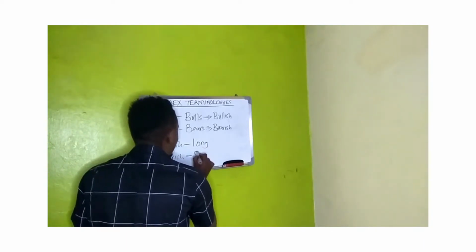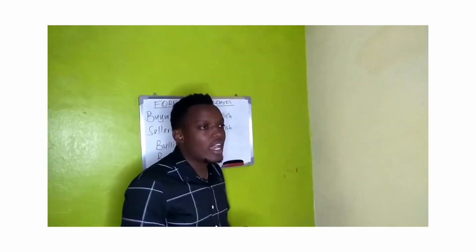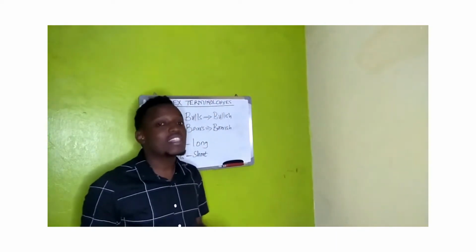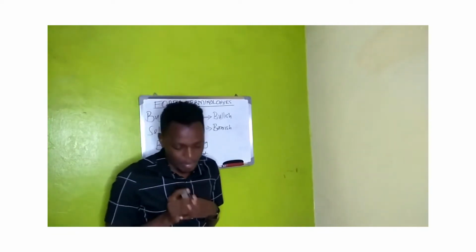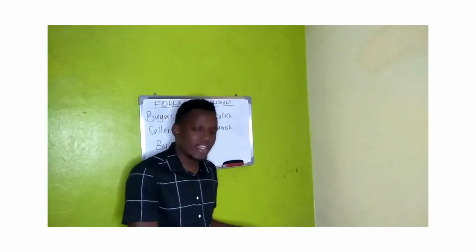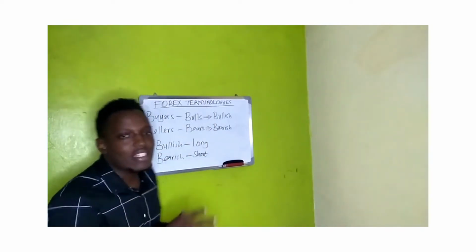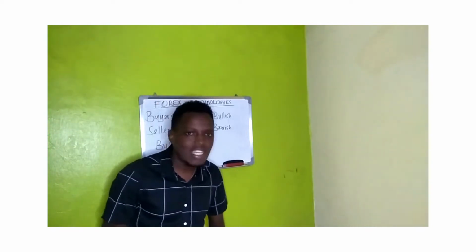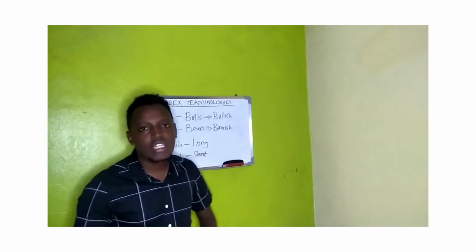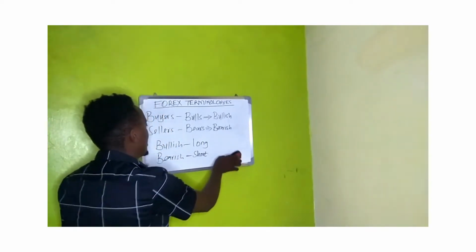And for bearish, this one is short. If I say I'm short on this currency pair, it means I'm selling that currency pair, or I am bearish on that currency pair. So that's it for bulls, bears, going long, going short, bullish, bearish. I hope you did understand that.